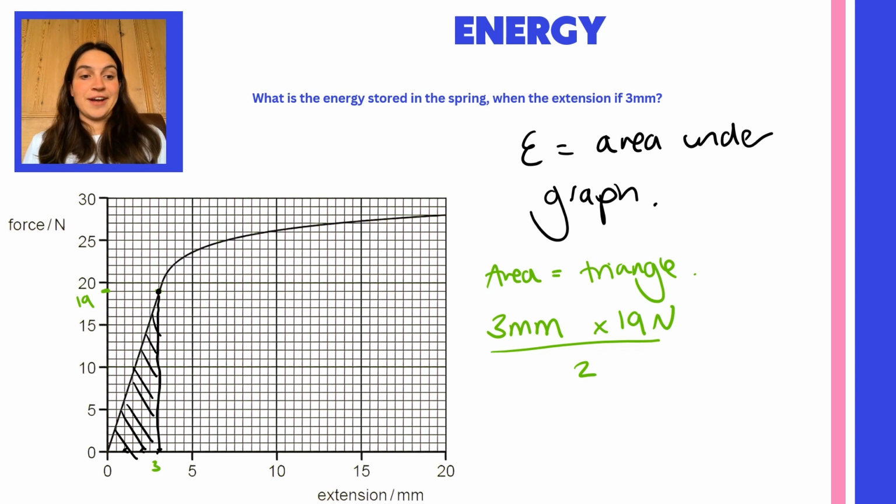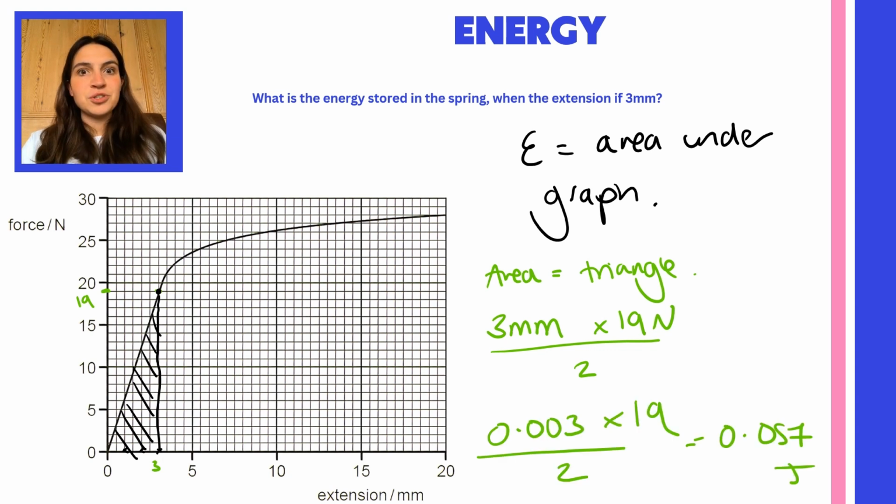Well, I've got the area of that triangle there. And so that is just 3 millimeters times 19 divided by 2 for my area. Make sure though I've got those millimeters into meters before working it out. So 3 times 10 to the minus 3, or 0.003, times 19 divided by 2 gives me my final answer there in joules.